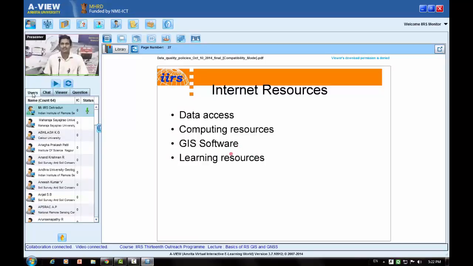And then GIS software, if you talk about remote sensing GIS software, there are many software packages available. COTS software, commercial software. Another is open source software. Everyone has their own capability, and if you don't have money, then you can go for open source software.